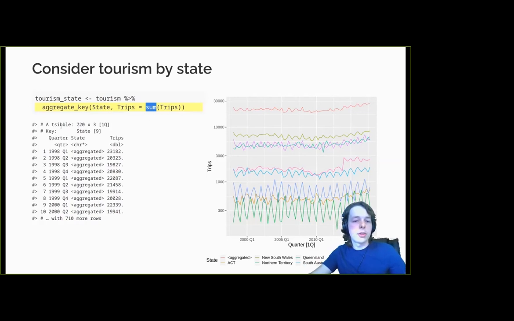So this gives you a tibble again. However, now you can see in the state variable, there's normally 8 states in Australia in this data set. We now have an aggregated value giving us 9 states in total, and they're plotted on the side. So you can see at the very top level, this red line is the aggregated data.